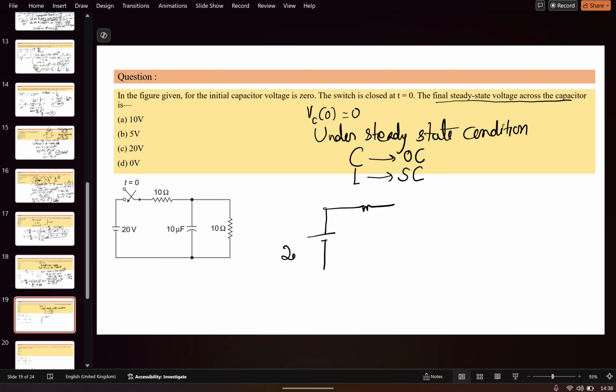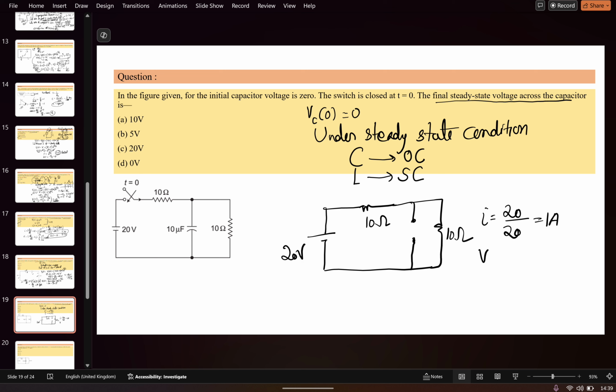This is 20 volt, this is 10 ohms, and this is the open circuit, and this is the value of 10 ohm. So the current is equal to 20 divided by 20, it is 1 amp. The voltage across the capacitor is the same voltage which appears across the 10 ohm. So the voltage will become 10 multiplied by 1 is equal to 10 volt. This is the simple way to solve this kind of question. So 10 volts is the correct answer. Moving to the next question.